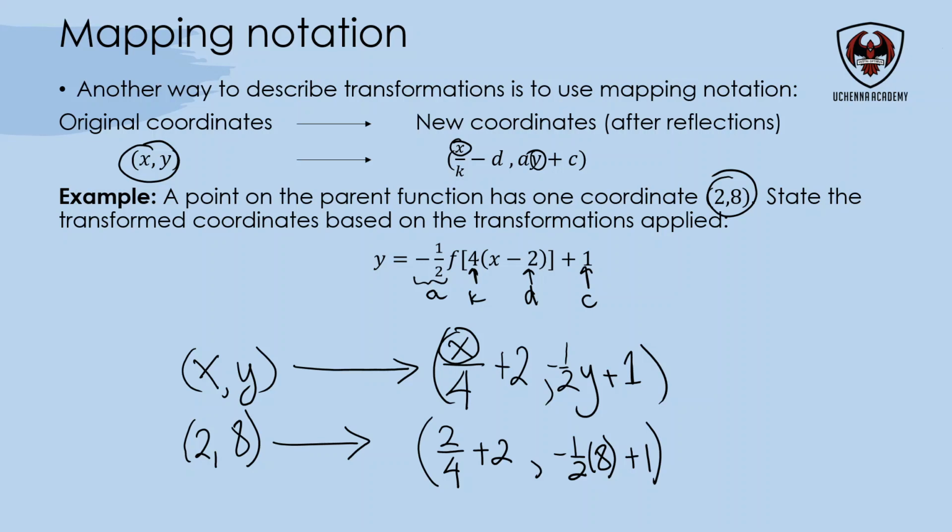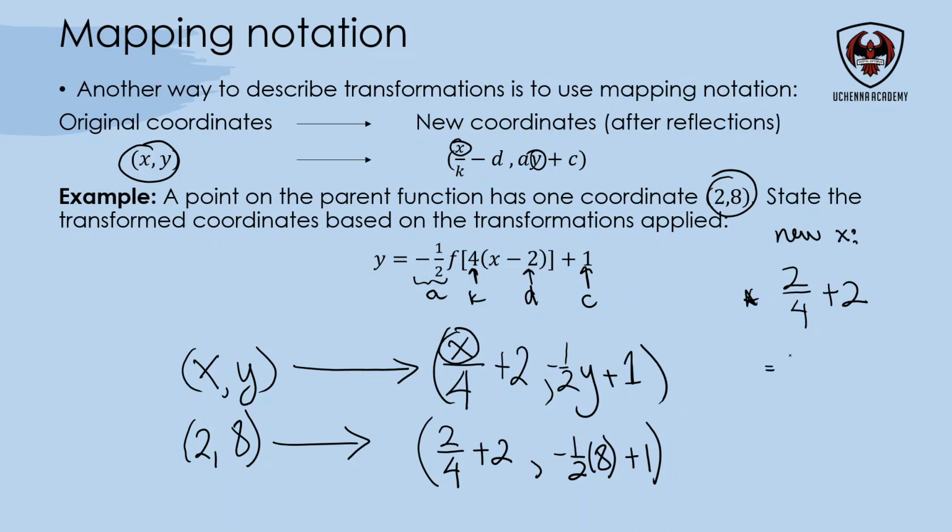And sometimes I like to do this on the side. So I'm going to put this on the side right here, on the side of my paper, because I don't really want to take up space. If I had other coordinates, I would really want to keep things lined up. So 2/4 plus 2. What is that? What's my new X? Okay, so this is my new X.